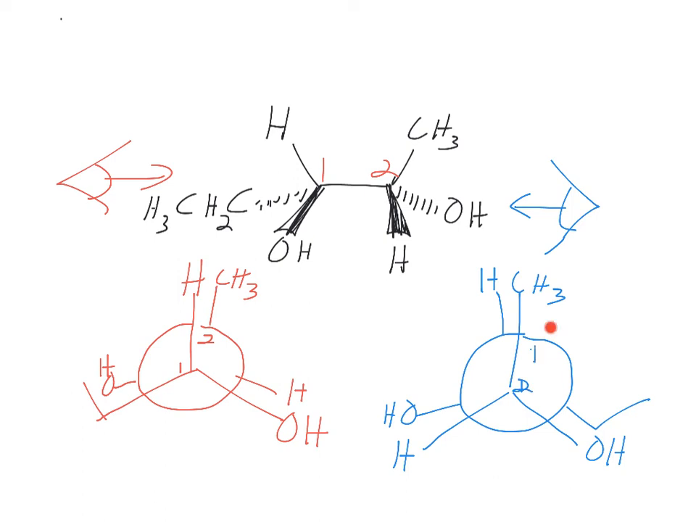So both of these are valid Newman projections. It depends on, am I looking this way or am I looking this way? Usually I'll prompt you and say, I want you to look from 2 to 3 or 1 to 2, so it's easier to grade. But I'll usually tell you. So be ready. You can look at it this way, right to left, or left to right.